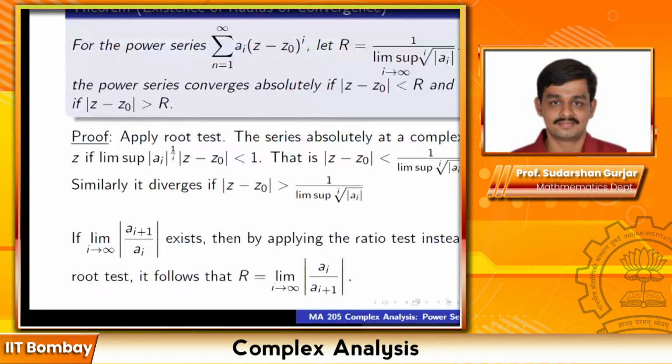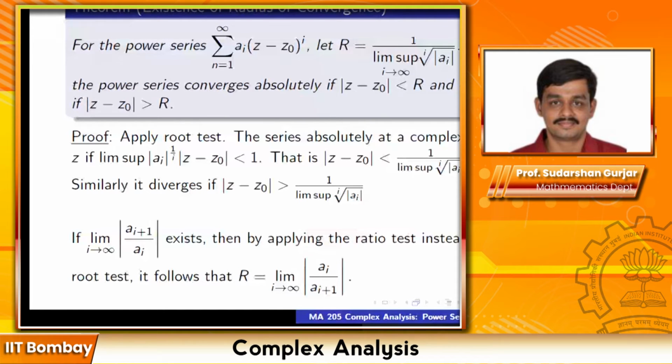So let's move on. Similarly, if the limit of mod a_{i+1} by a_i exists, then just like above, you can apply the ratio test instead of the root test and conclude that R is equal to the limit as i tends to infinity of mod of a_i by a_{i+1}. The argument is completely analogous. A straightforward application of the ratio test instead of the root test gives you that the radius of convergence is the limit of mod a_i by a_{i+1}, assuming this limit exists.